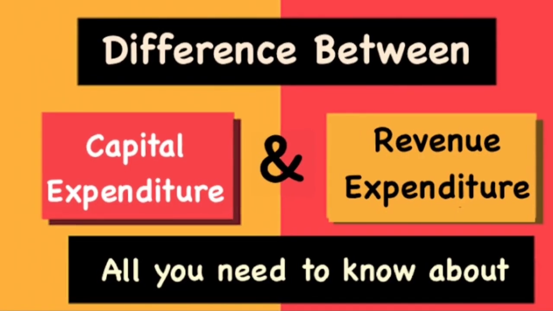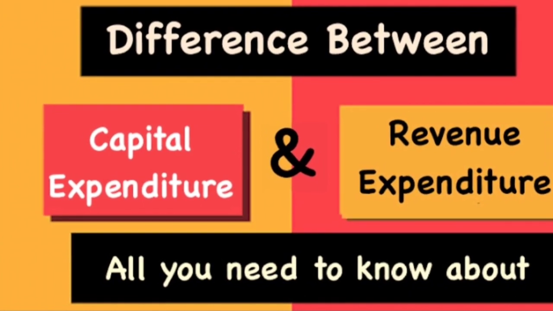For example, installation cost. Number 4, it adds value to the business by increasing the earning capacity and productivity of the business. For example, any amount spent on upgradation of any machinery. And most importantly, this expenditure is non-recurring in nature, which means this expenditure is not incurred on a regular basis.